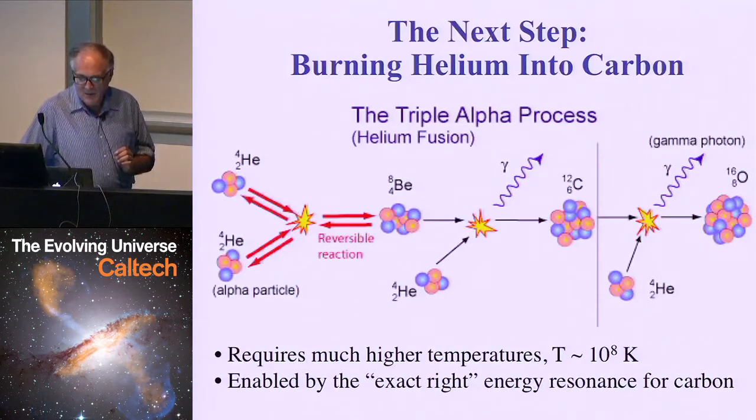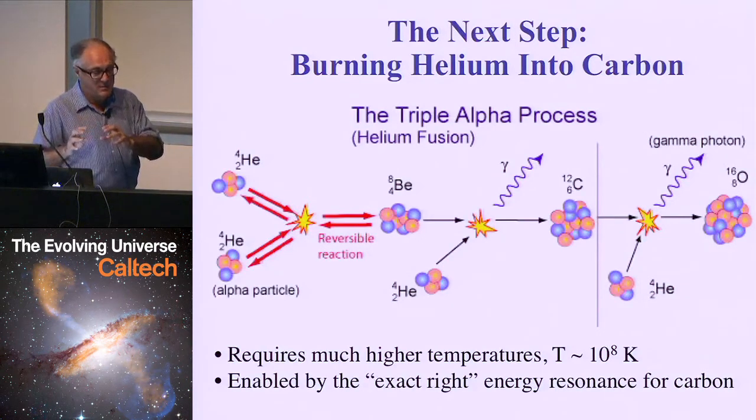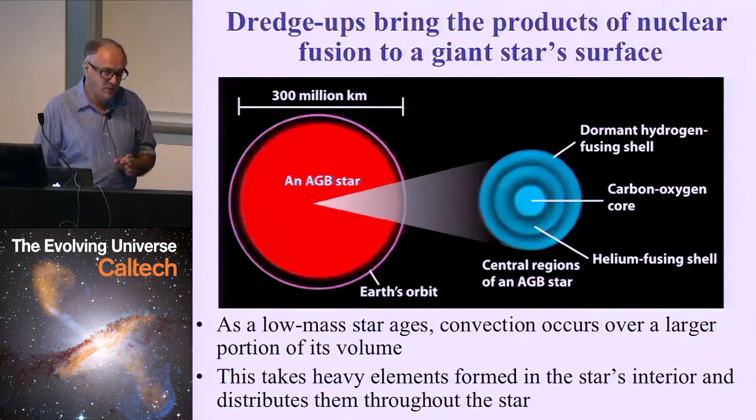Now, this is not an easy reaction to achieve. That's why it needs such a high temperature, hundreds of millions of Kelvin. But another thing is that the carbon nucleus has to have exactly the right kind of energy level so that at these temperatures it can actually form. And it turns out it does. This was predicted theoretically, and so there is this resonance level of carbon that enables this reaction to happen. If it wasn't there, chemical evolution would stop at helium or beryllium.